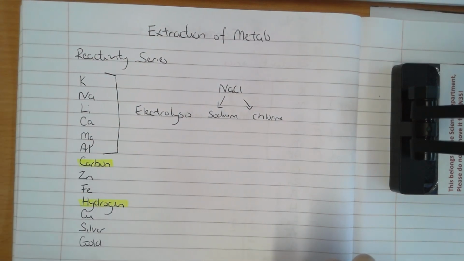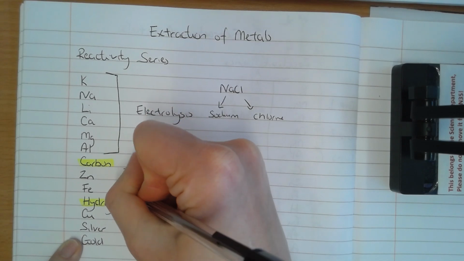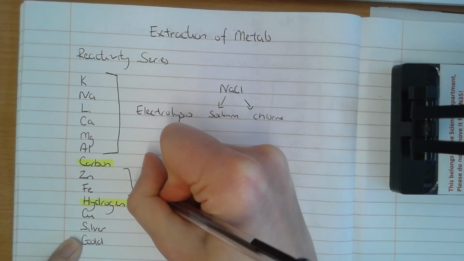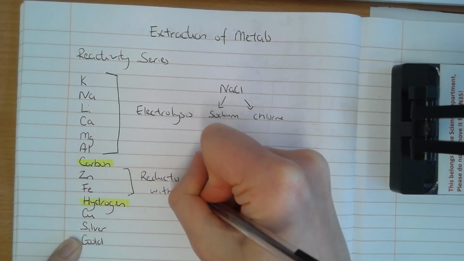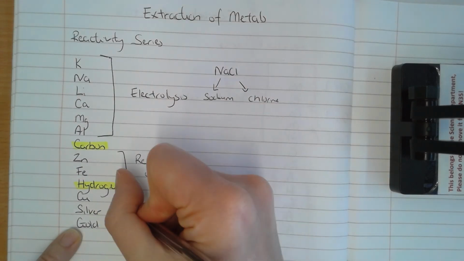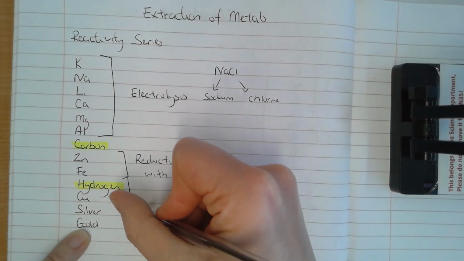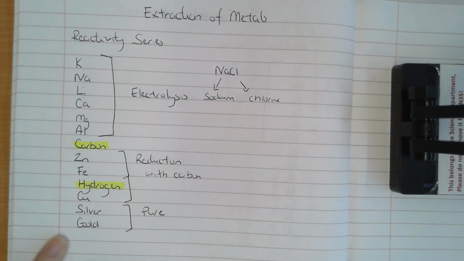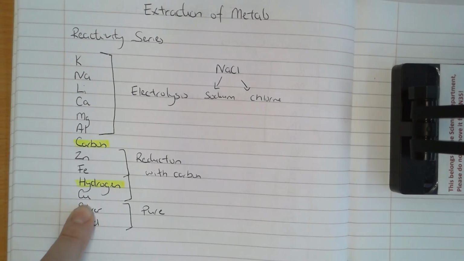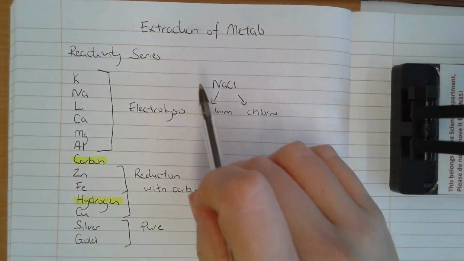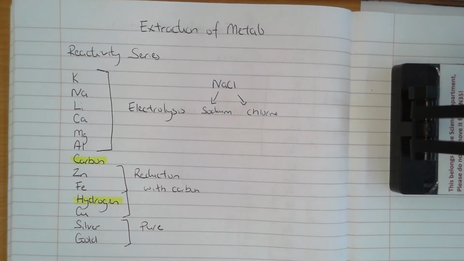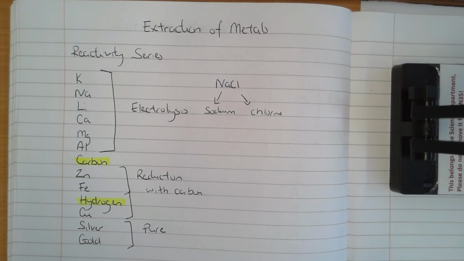Anything that's less reactive than carbon, so these metals down here, you can use what's called reduction with carbon. We're going to look at that in more detail in a second. Sorry, I can use that for copper as well. And anything at the very bottom of the reactivity series, silver and gold, are so unreactive that you can find them pure. You can find pure gold, you can find pure silver. You don't need to extract the metal, it's already pure. But for everything else, you need to extract the metal first.